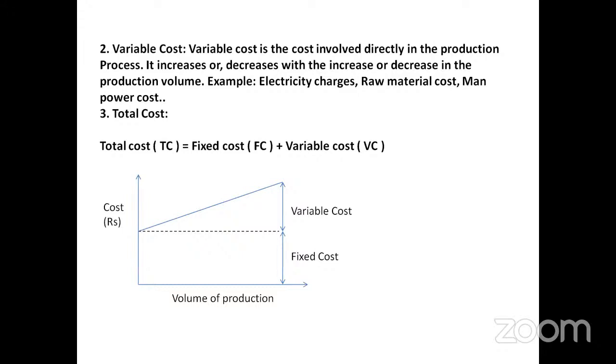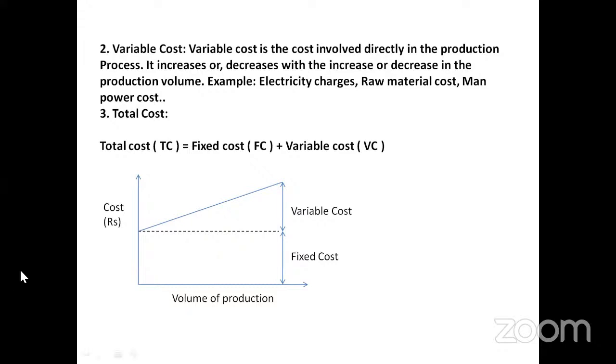For example, if I produce more, electricity consumption will be more, so electricity charges. If I produce more, I'll require more raw material, so raw material cost is variable cost. If I produce more, I need more manpower, so the manpower cost is your variable cost.